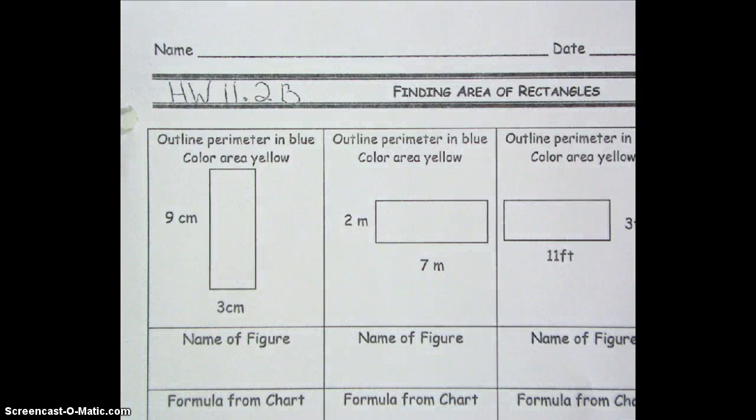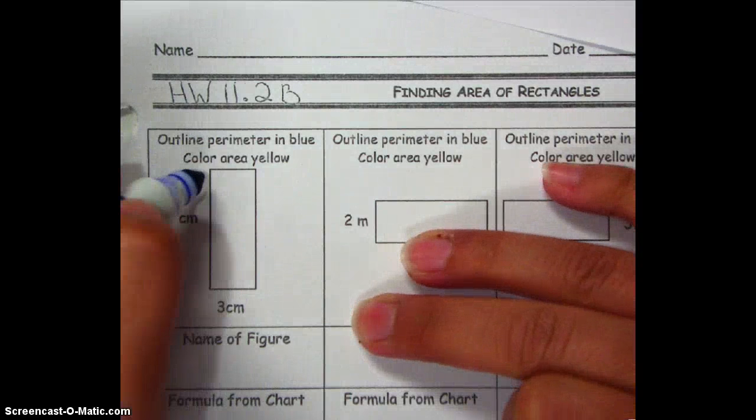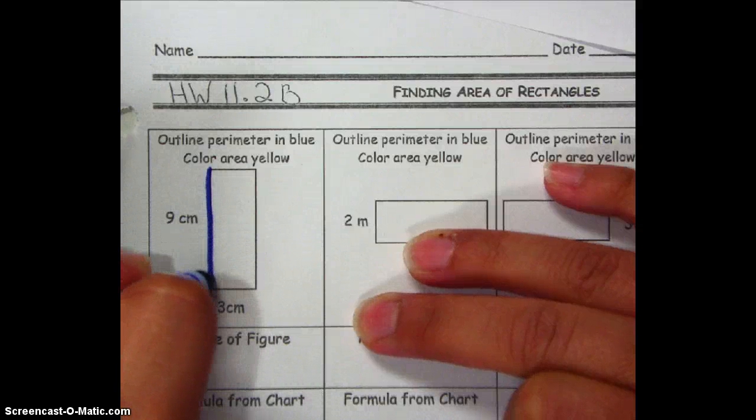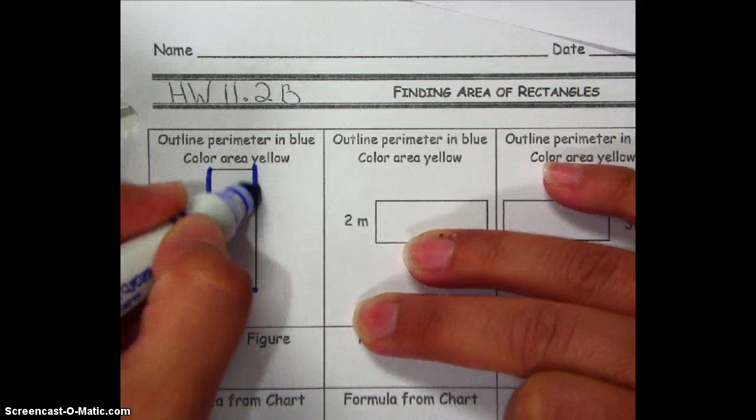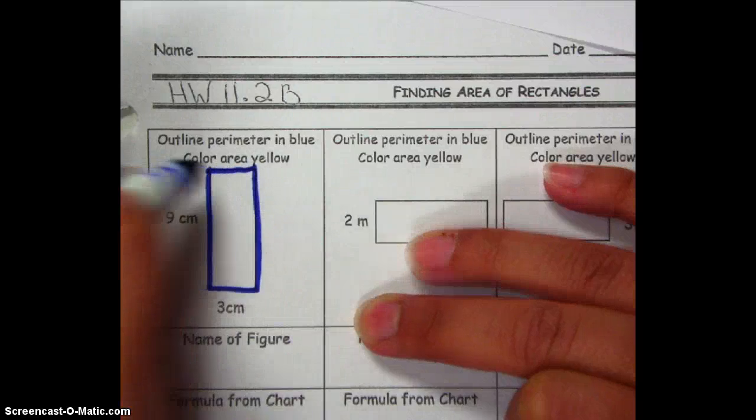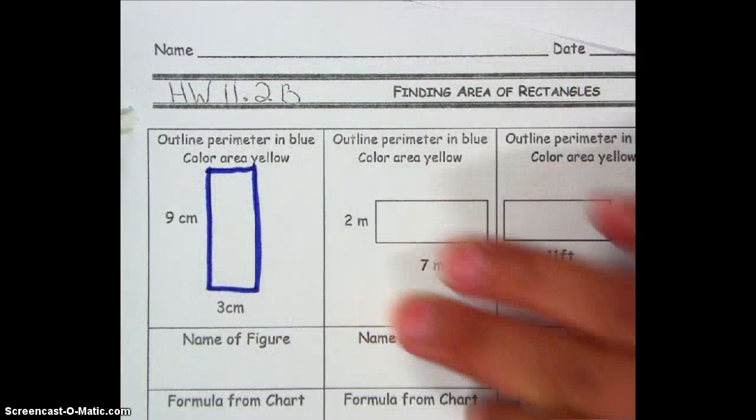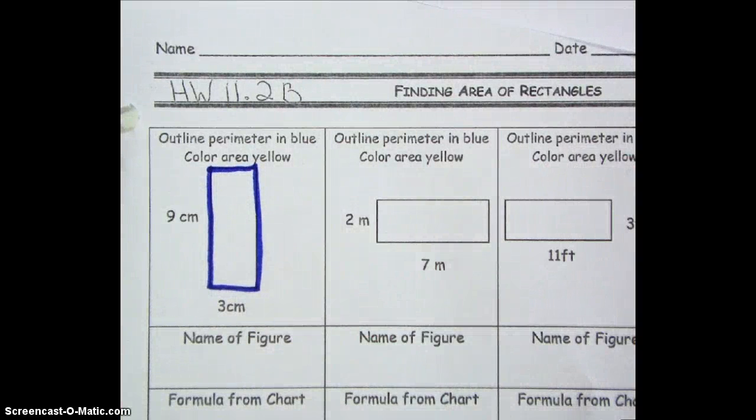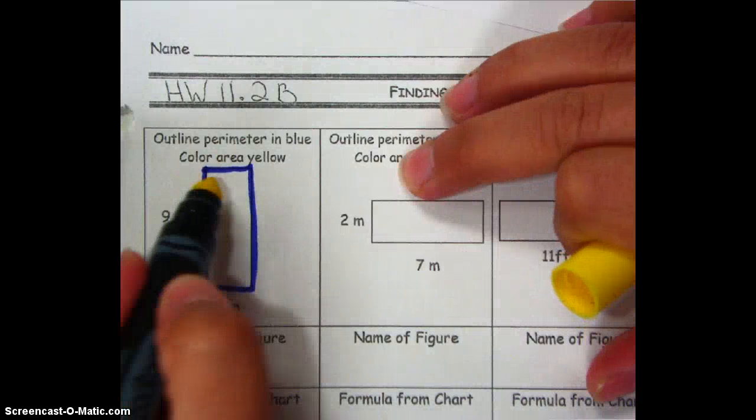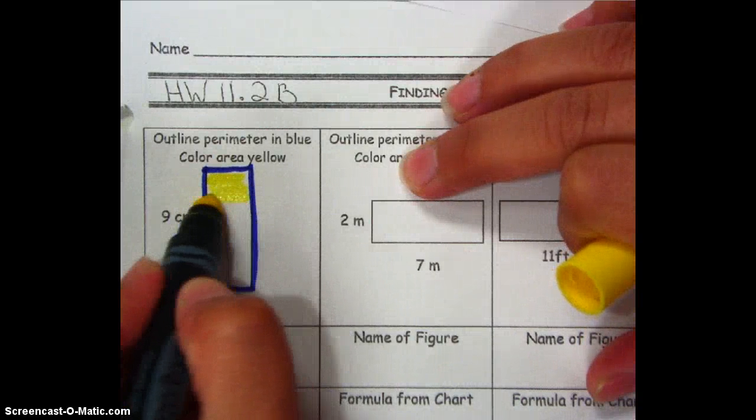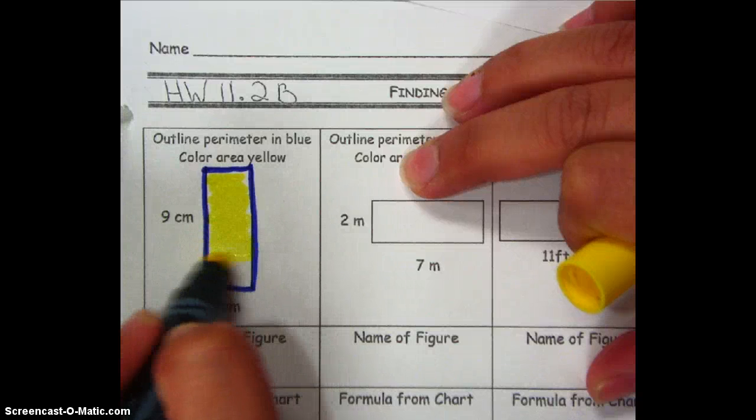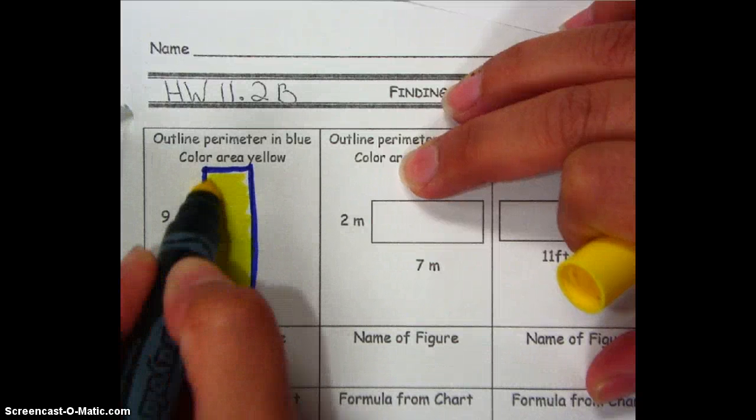First of all, I want to remind you the difference between perimeter and area. Remember that perimeter is actually the outside, kind of like the fence line of your shape. So I'm going to outline the perimeter here of this rectangle in blue. And then the area is kind of like your tiles inside of your house or on your floor. It's everything on the inside of your shape. So we're going to color the inside yellow. And what we're trying to find is the yellow part, or the area.